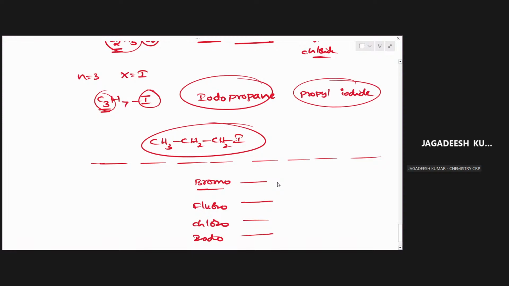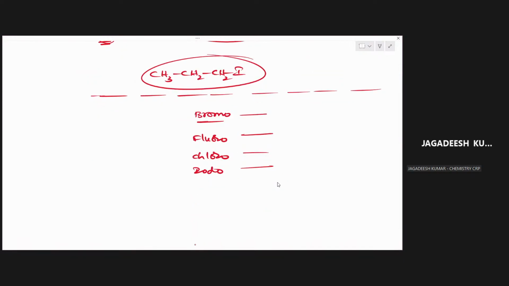Okay, understood? Why did we take n equal to 2, sir? You can take n equal to 1 also. I'm just giving an example. You can take n equal to 1 here. With n equal to 1 and X equal to fluorine, what we get is CH3F.